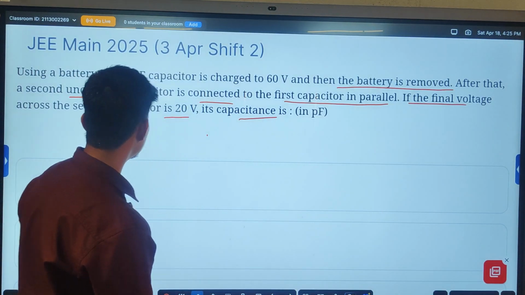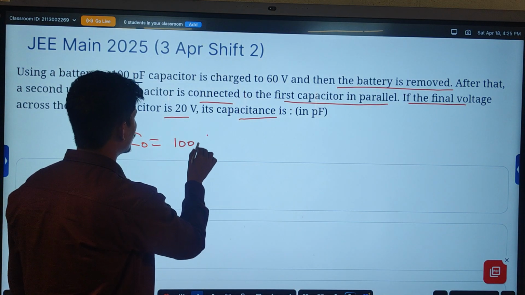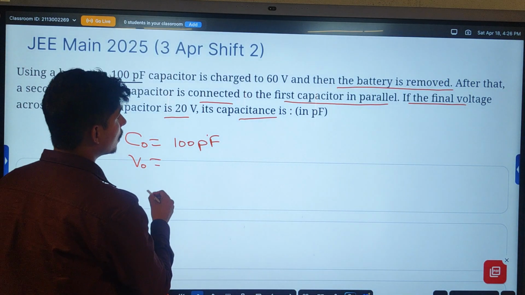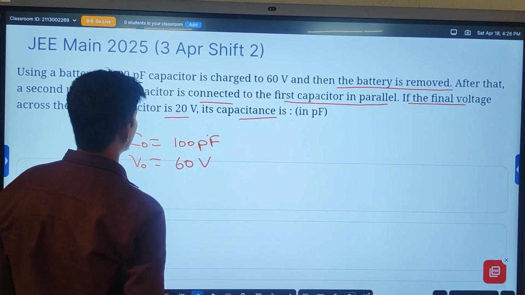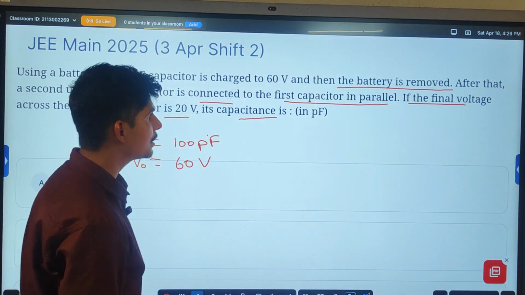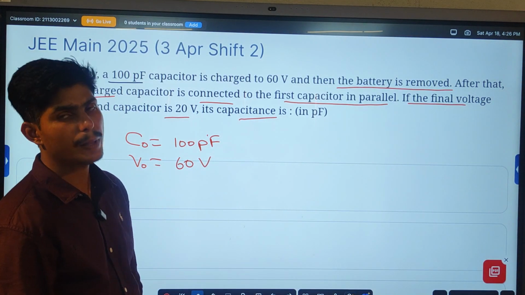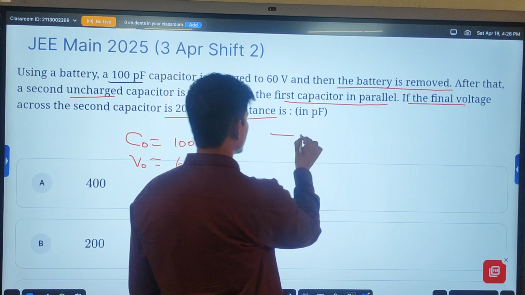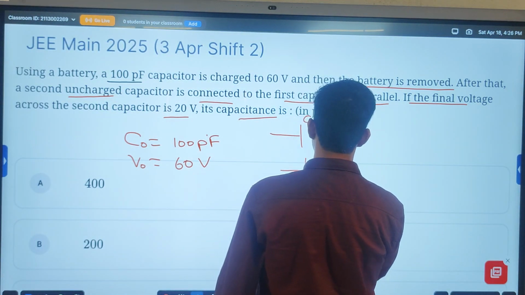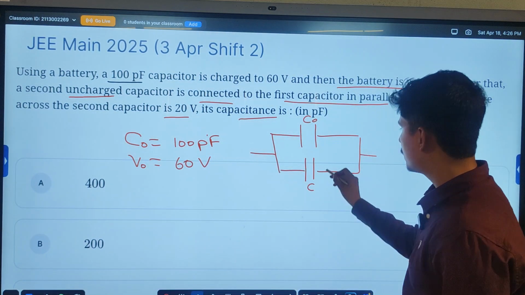Let me write the first capacitance as C naught. C naught is given as 100 picofarad, no problem. It is connected with voltage V naught, which is 60 volt. This capacitor is charged. After charging, the battery is removed, and the second uncharged capacitor is connected to the first capacitor in parallel. For example, this is the first capacitor having C naught, connected to the other capacitor which has capacitance C.